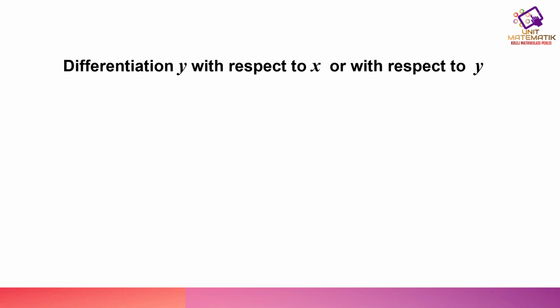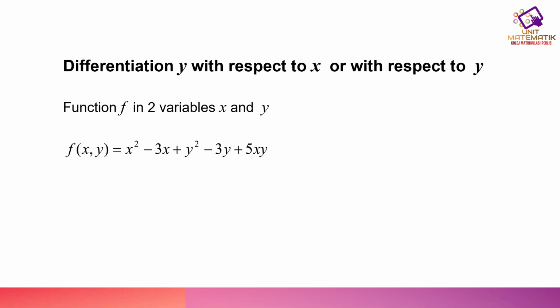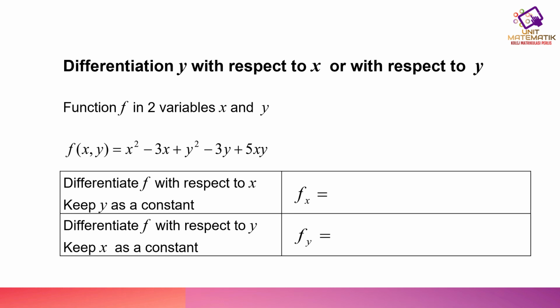Differentiation with respect to x or with respect to y. Given a function f in two variables x and y, f(x,y) = x squared minus 3x plus y squared minus 3y plus 5xy. First we want to differentiate f with respect to x, so we keep y as a constant. Let's look for which terms have the variable x. We have three terms.